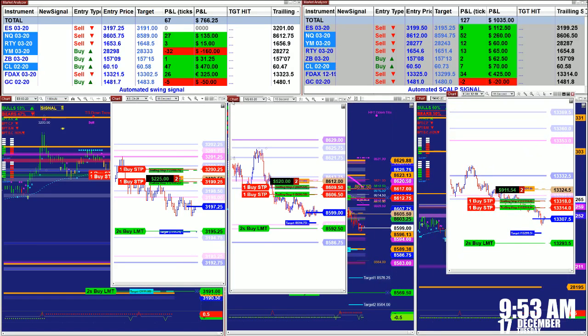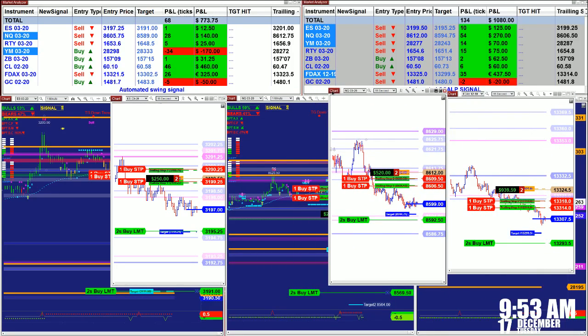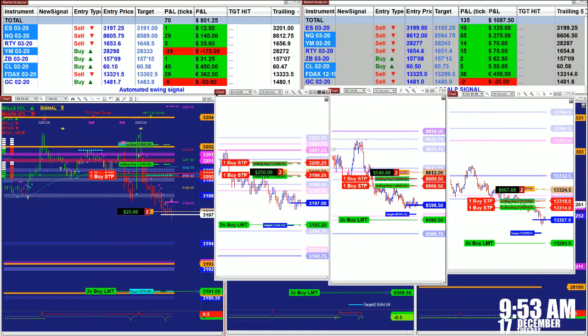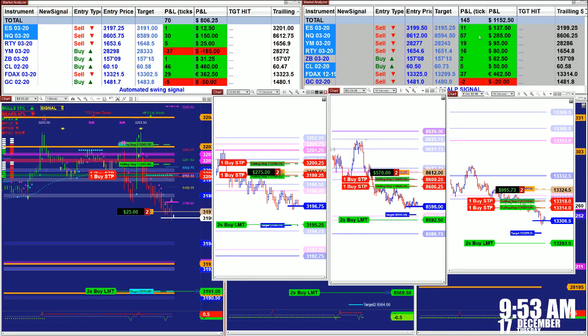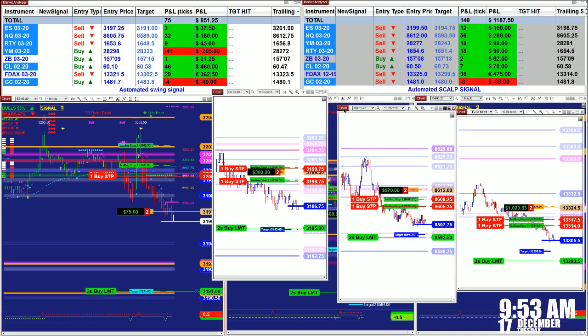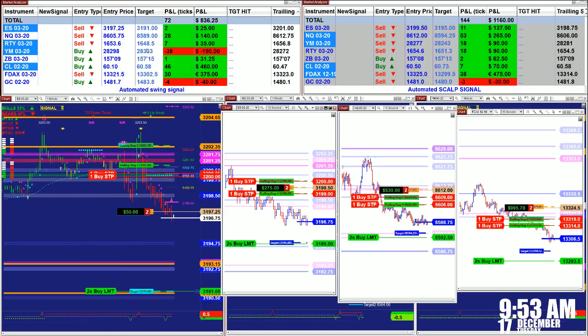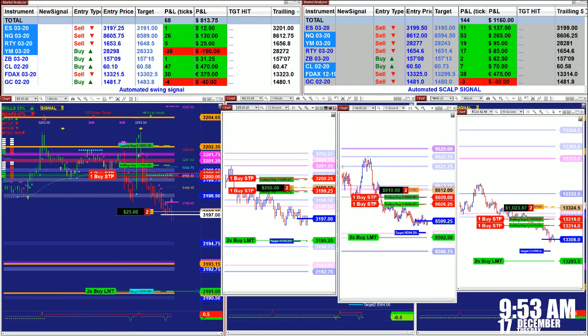So the white charts refer to the scalper, in the right upper corner, and the blue charts are for the swing trading, in the left upper corner on the market analyzer.